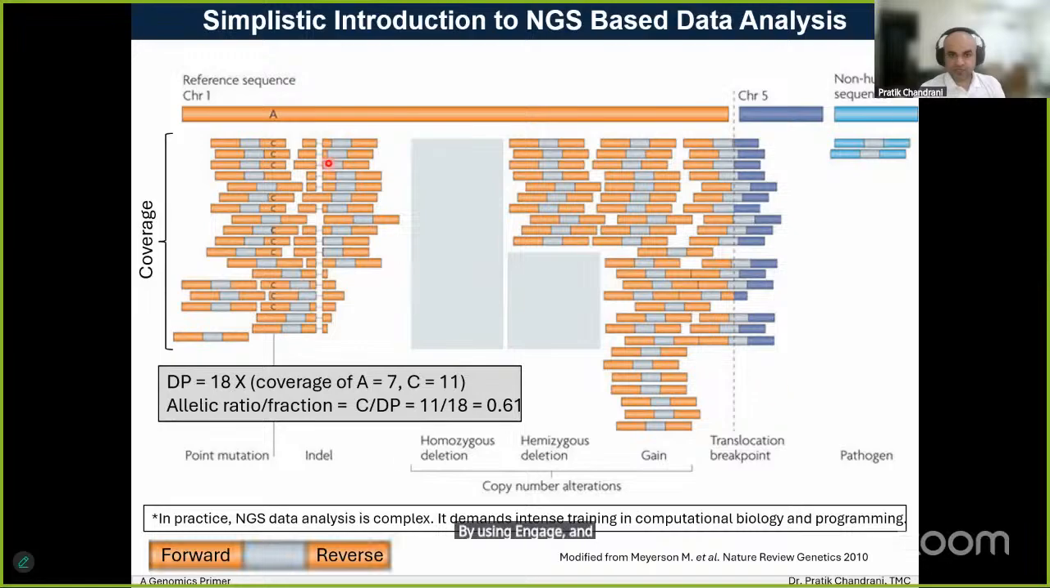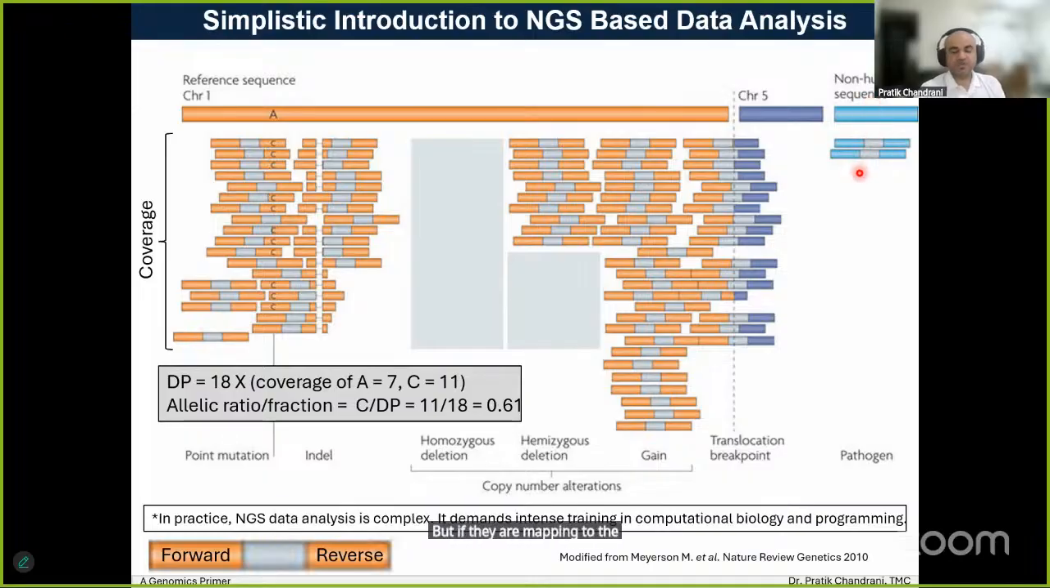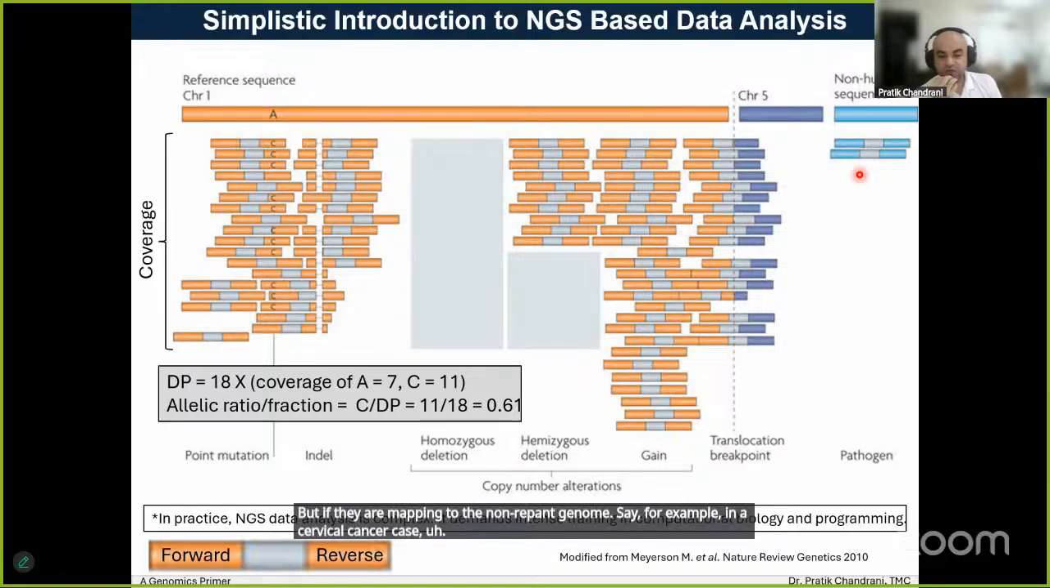And then if we have NGS reads which are not mapping to any of the human reference genome, but they are mapping to a non-reference genome, say for example, in a cervical cancer case, we might have HPV, human papilloma virus DNA present as well.